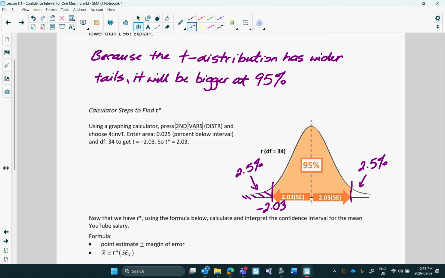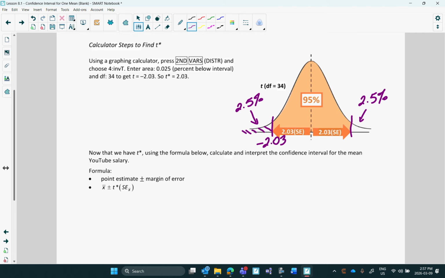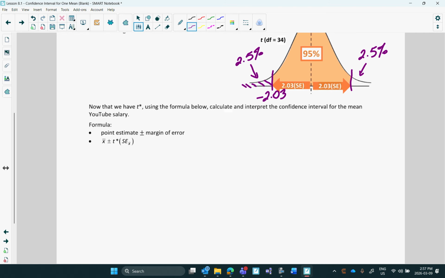Which is the same as positive 2.03, because 2.03 standard errors to the left is the same as 2.03 standard errors to the right. So at the end of the day, all we're doing is replacing this. We still use the other numbers that we have. Okay?